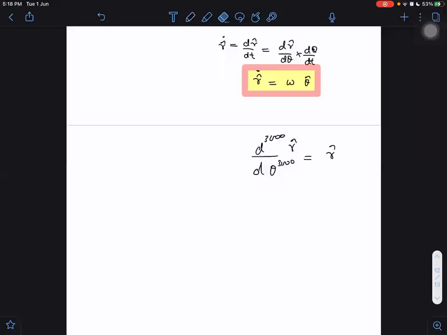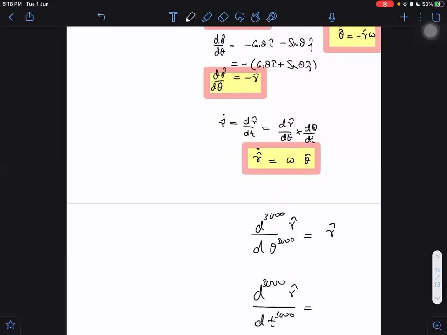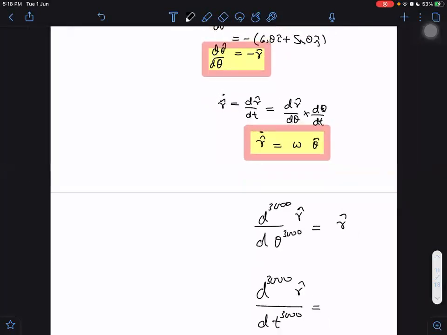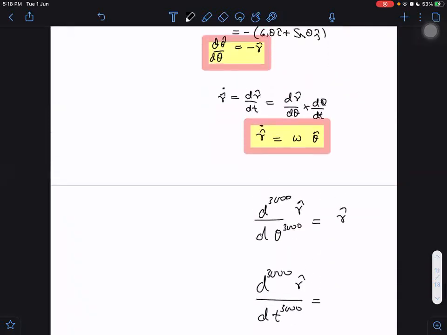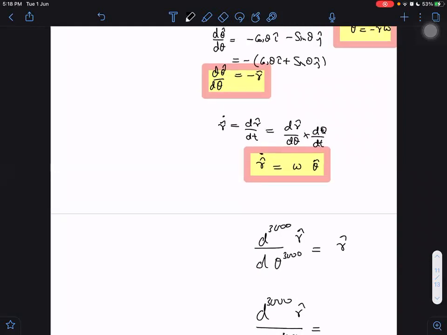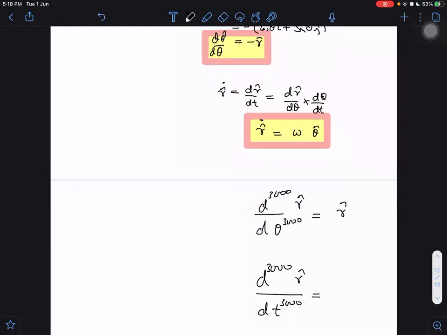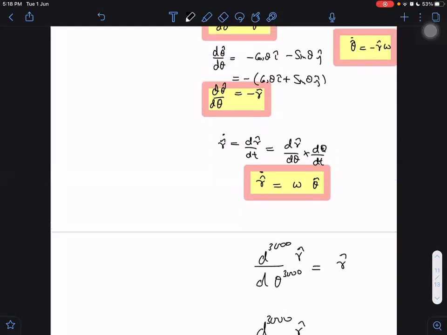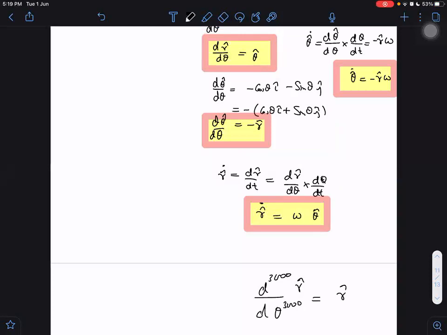Now let me ask a more complicated question: the 3000th derivative of r cap with respect to time. Can you answer it now? Think. Omega into theta cap, not one time omega. Every derivative will keep on giving omega. When we keep differentiating, after every derivative we will be getting omega. How can you just take one time then? Right or not?